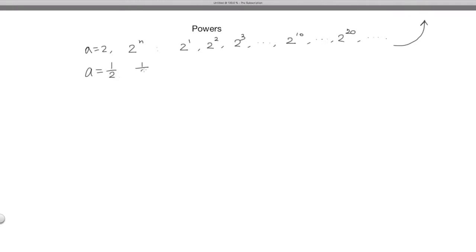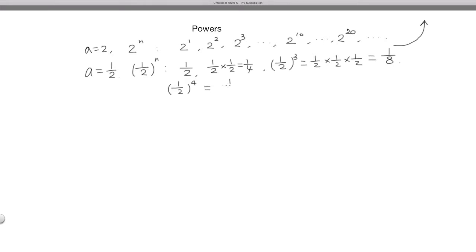What is 1 over 2 to the power n? This sequence goes: if n equals 1, this equals 1 over 2, 1/2. When n equals 2, this is 1 over 2 times 1 over 2, and we know it's 1/4. How about n equals 3? 1 over 2 to the power 3 equals, of course, 1 over 2 times 1 over 2 times 1 over 2, which equals 1 over 8. How about 1 over 2 to the power 4? It equals 1 over 16.